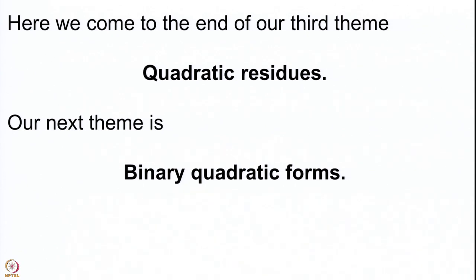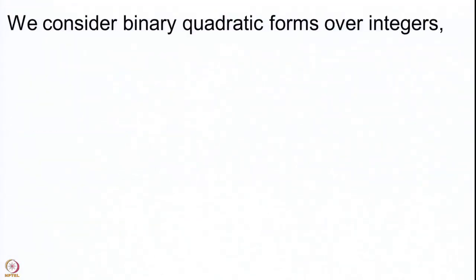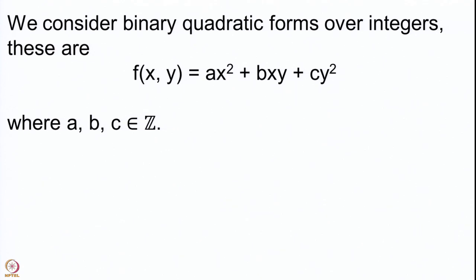So, this is a slight generalization of what we were studying in the last theme. Remember, the last theme started with finding solutions to quadratic equations. So, these were equations in one variable. Now, we are going to take two variables. So, we consider binary quadratic forms over integers, which means that we are going to take these expressions.